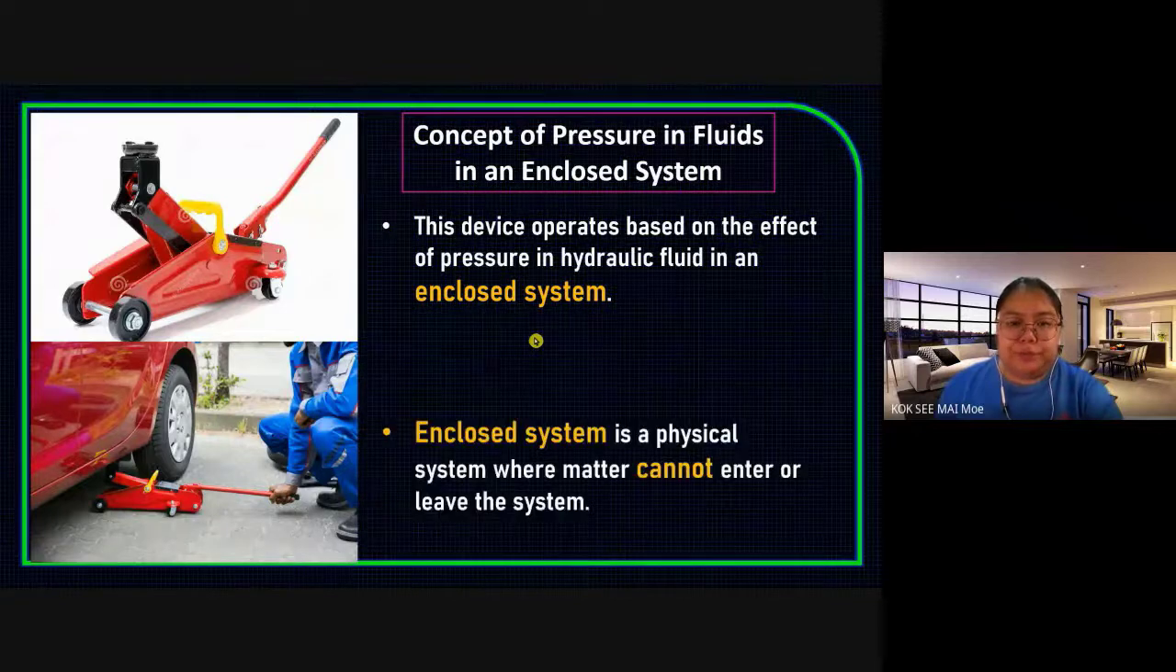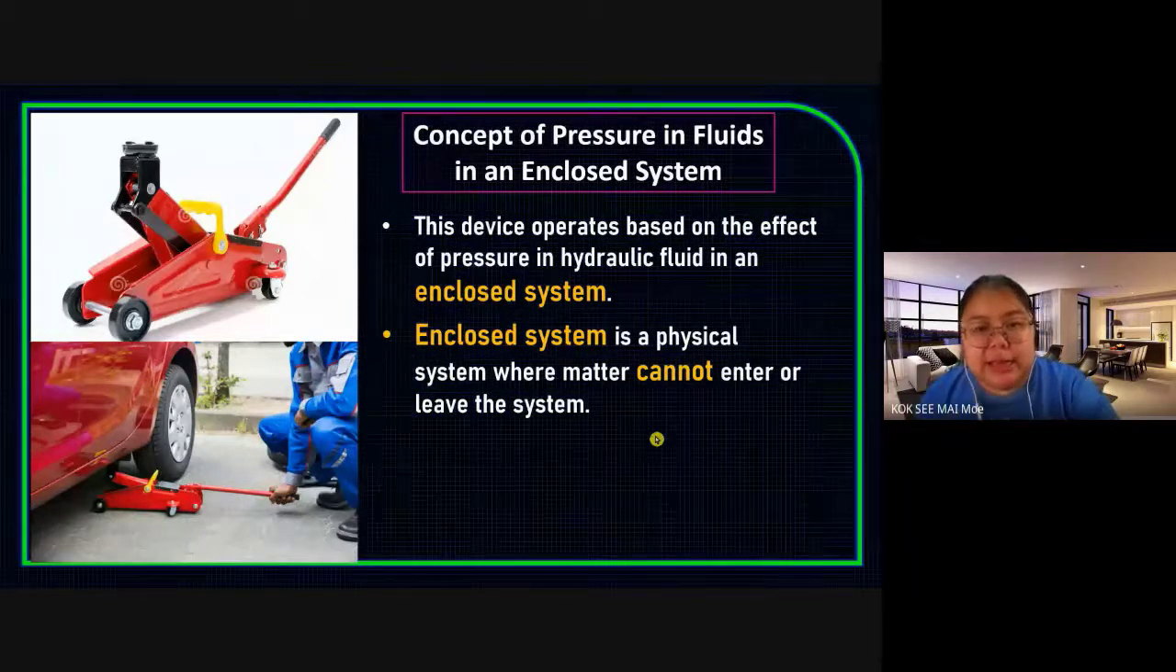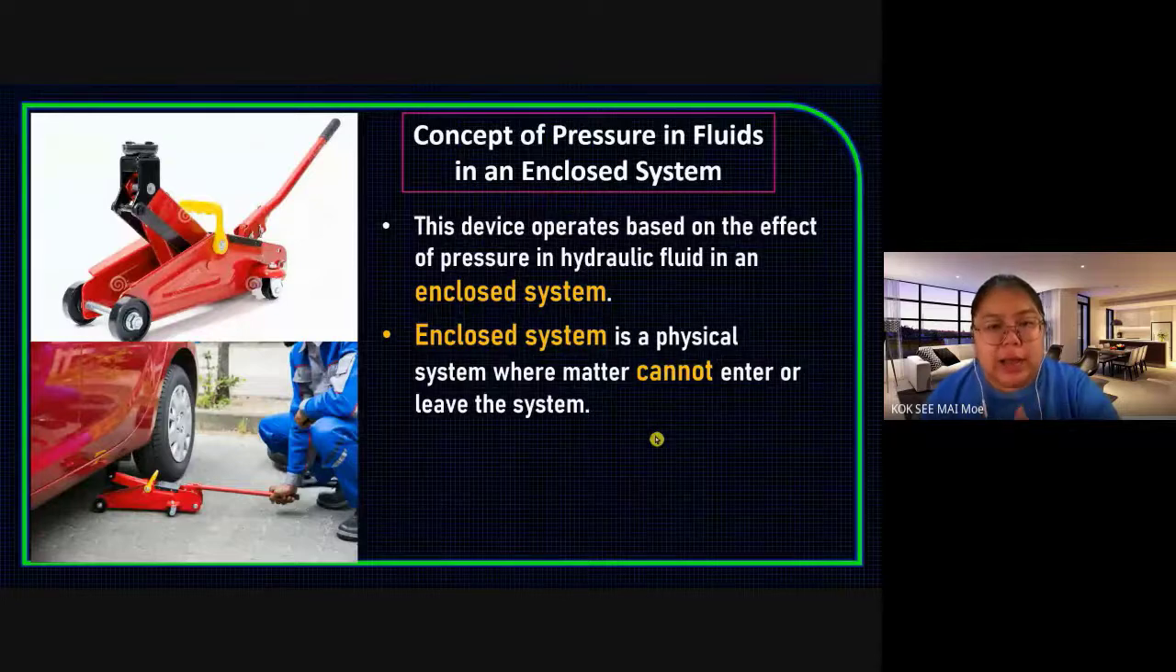Okay, number 2. An enclosed system is a physical system where matter cannot enter or leave the system. So no air bubble goes in, and the liquid inside also cannot get out. Either liquid or gas cannot get out. They must be trapped inside. So we call this an enclosed system.